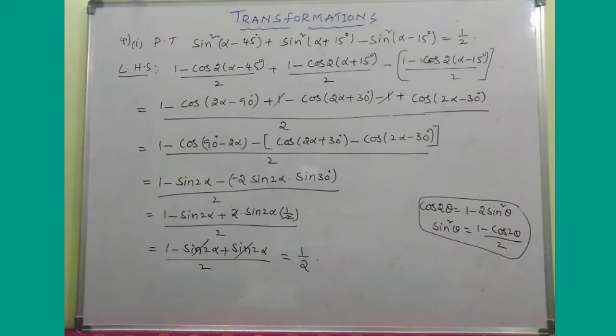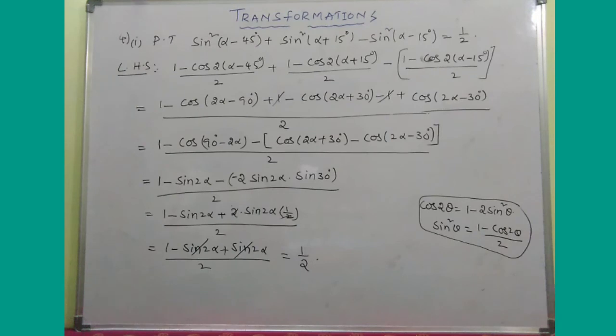In this manner you can also solve the second condition, that is, prove that cos square of alpha minus 45 degrees plus cos square of alpha plus 15 degrees minus cos square of alpha minus 15 degrees is equal to 1 by 2. That problem you can also solve in the same way.